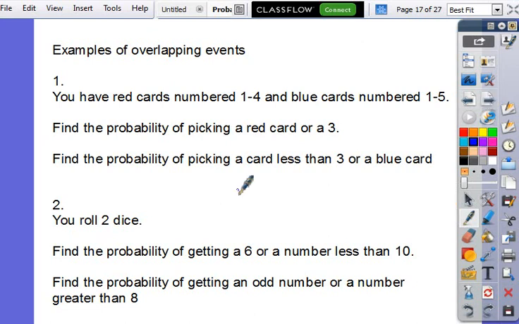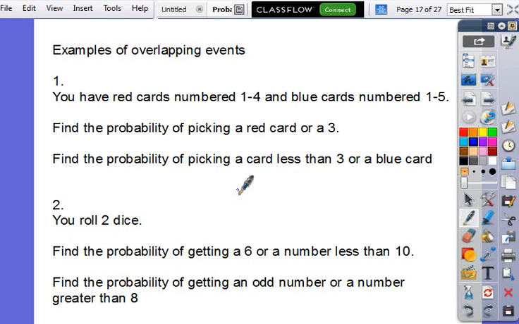Probability of picking a card less than 3 or a blue. Well, I can pick a card that's less than 3, I can pick a blue, or I can pick a blue card that is also less than 3. Again, that's what makes it overlapping. Rolling the two dice, getting a 6 or a number less than 10. Well, I can get a 6, or I can get a number less than 10, but if I roll a 6, that's taking care of both of them at the same time.